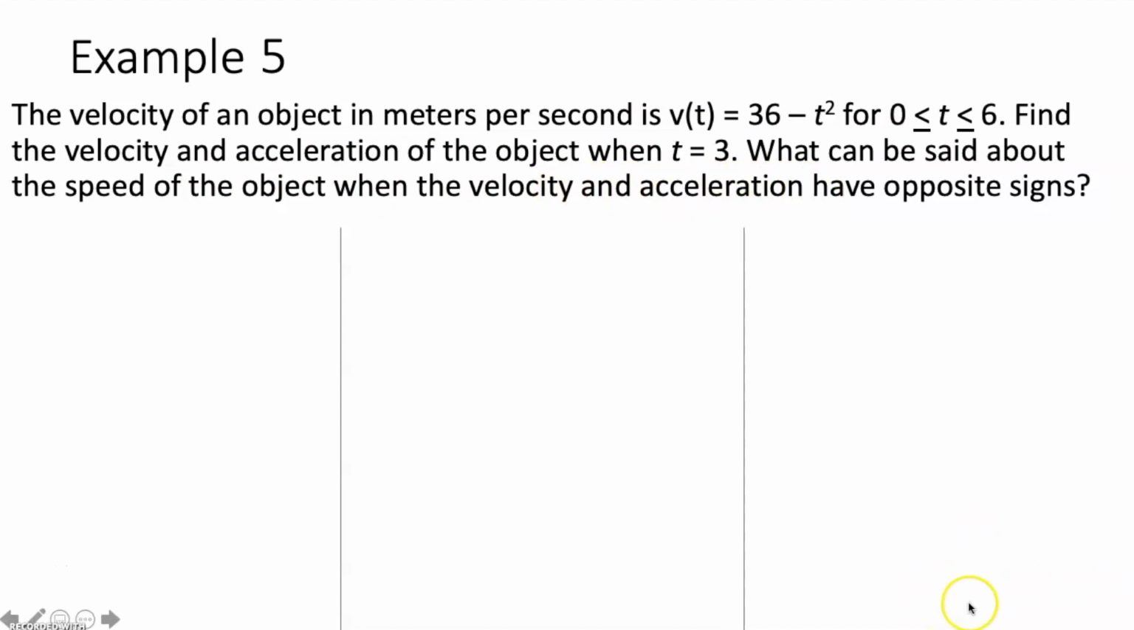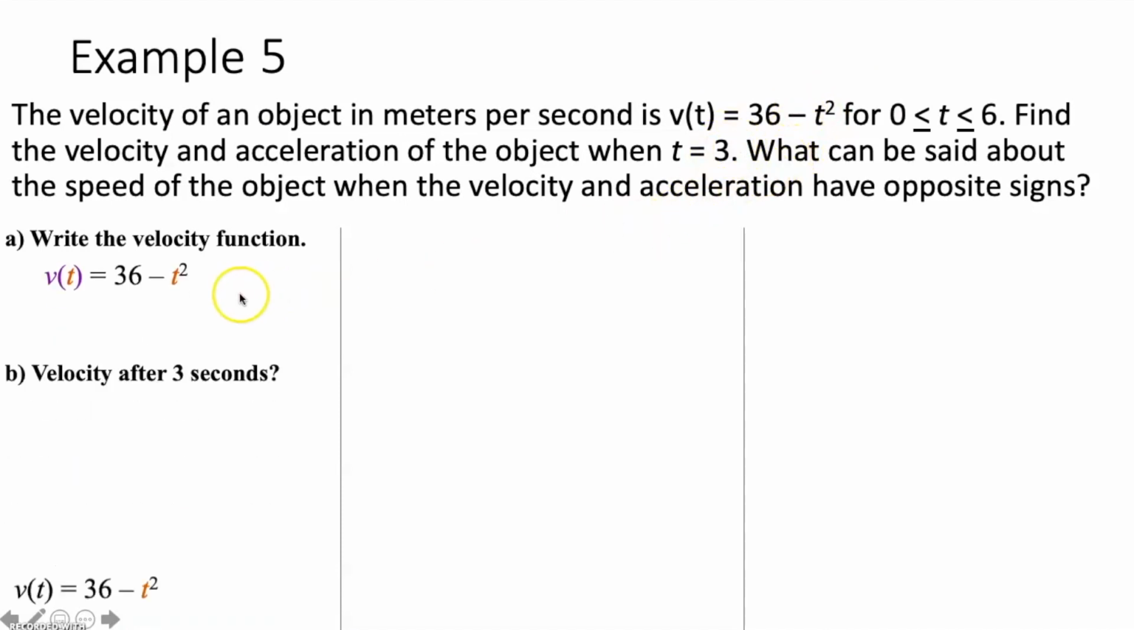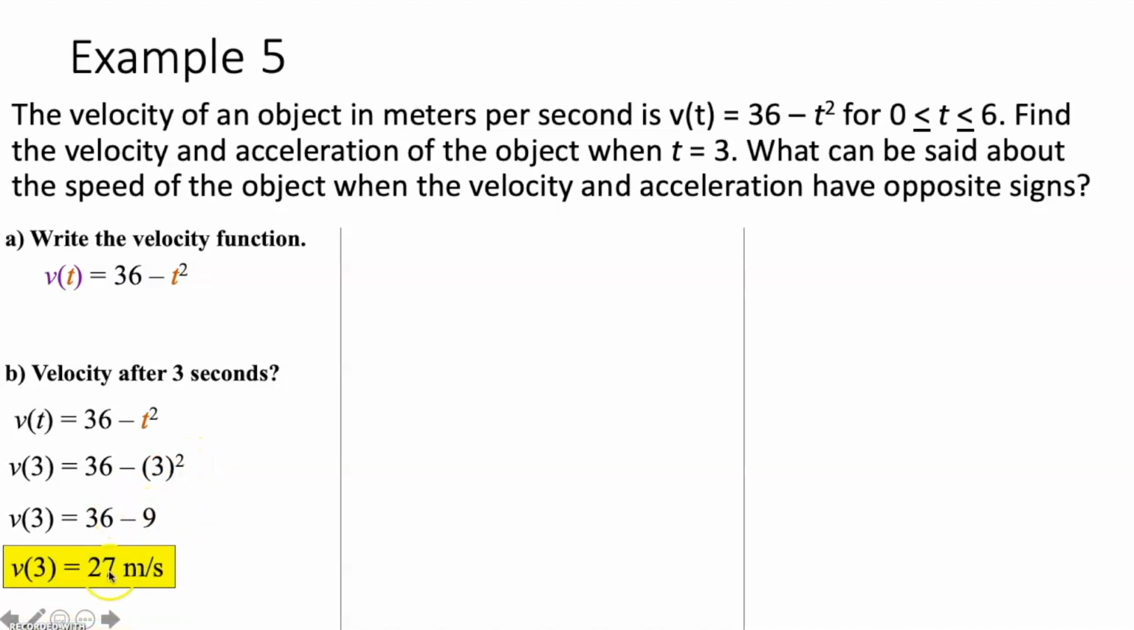Okay, so what does this want us to find? It wants us to find the velocity and acceleration of the object when t is equal to 3, so at 3 seconds. So how do we find the velocity at time t equals 3? Well, we take our velocity function, which is 36 minus t squared, and we're going to plug in 3 anywhere you see a t. So if this is our function, we take 3, plug it in here and here. So v of 3, the velocity function at time t equals 3, is equal to 36 minus 3 squared. What's 3 squared? That's 9. What's 36 minus 9? That's 27.